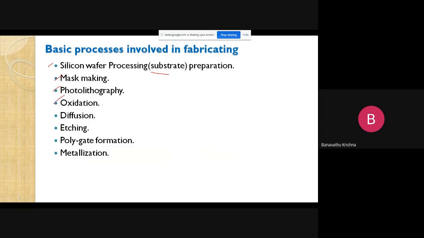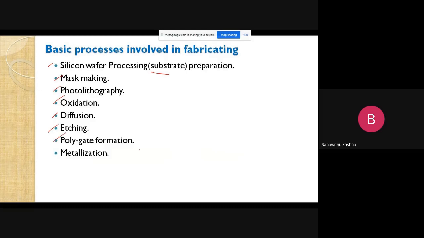And oxidation, there are two types of oxidation processing here. Next one is diffusion. Diffusion means diffusing impurities. Some p-type impurities are added in the substrate, and some n plus diffusion impurities are diffused into the p-type substrate to form the source and drain regions. And next thing is etching. For the formation of these structures, the unwanted layers need to be etched away to form the source and drain regions. Next one is the polysilicon gate.